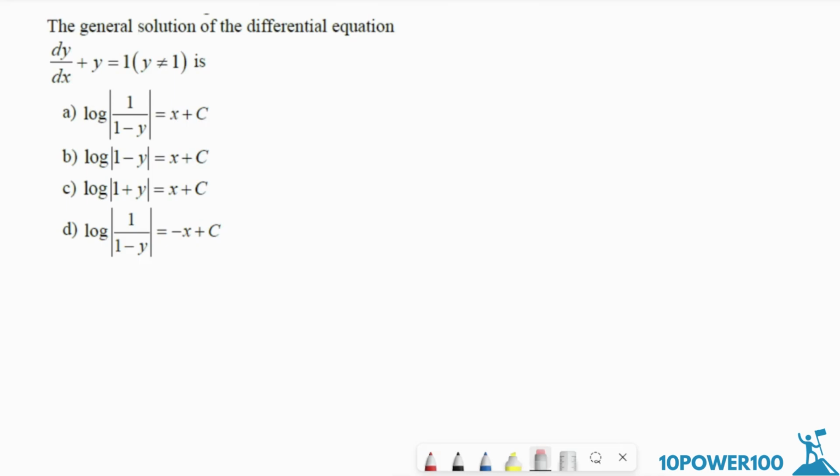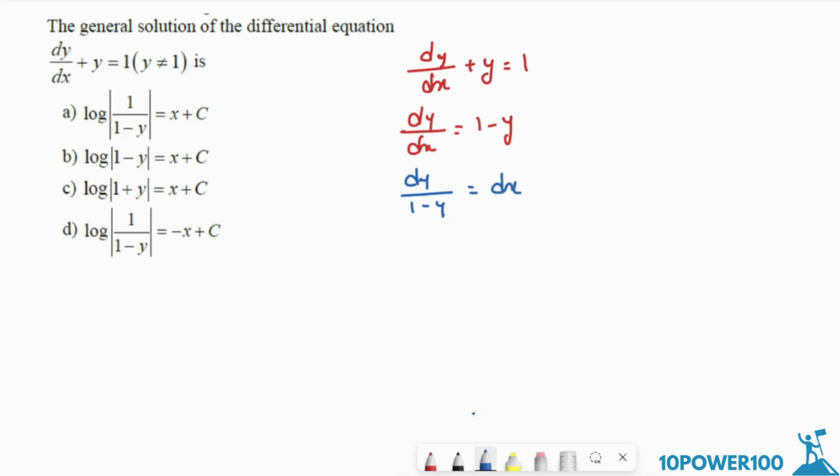Next question, the general solution of the differential equation dy by dx plus y is equal to 1. Let's see how to solve this. First, let's write the equation dy by dx plus y is equal to 1. We can take this as dy by dx is equal to 1 minus y. Now, if you do variable separable method for this, we get dy by 1 minus y is equal to dx. Now, the variables are separated.